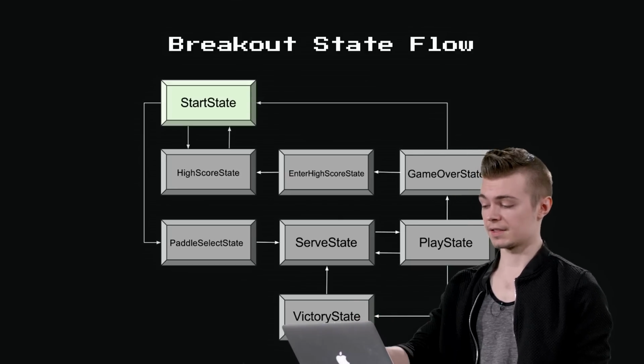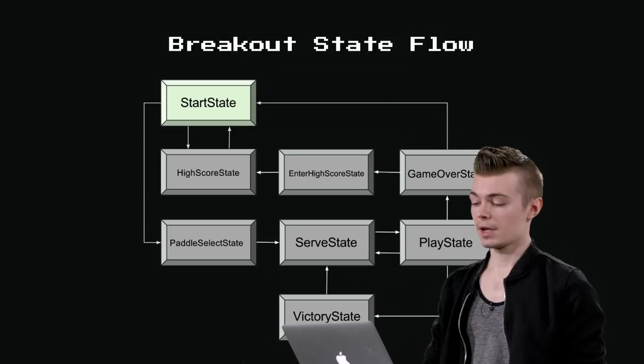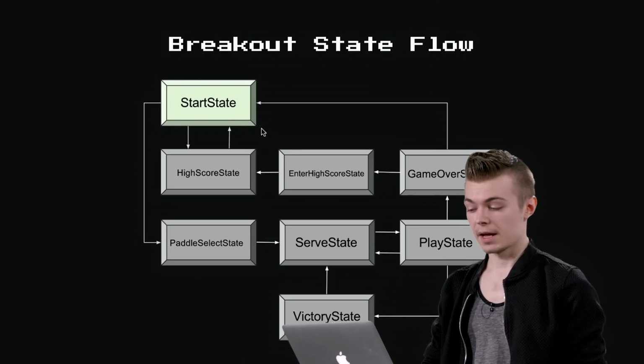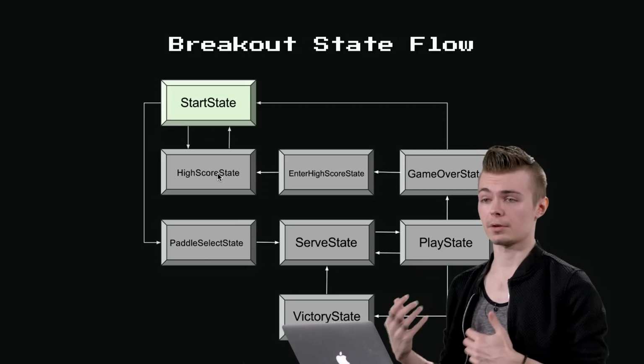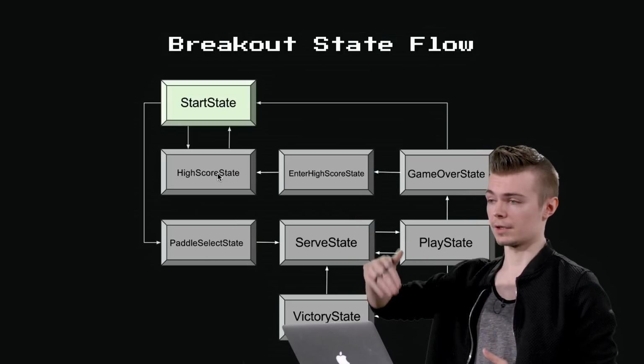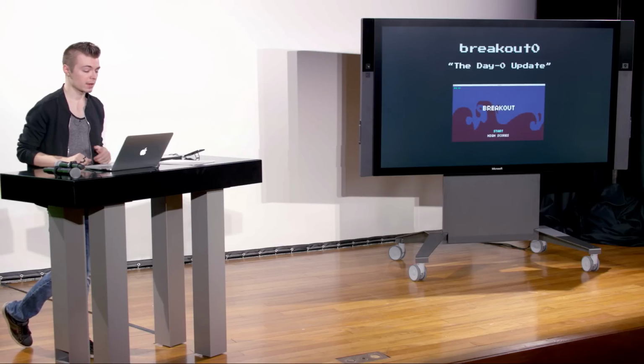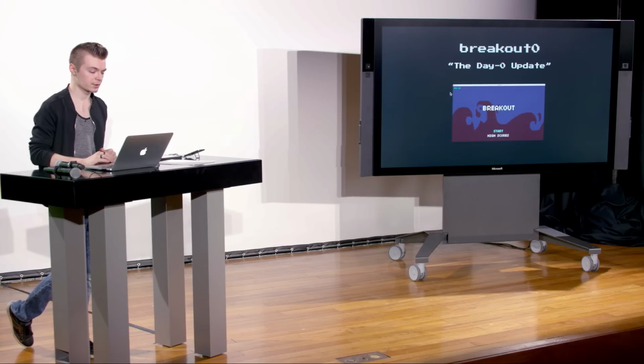And if not, as seen by the arrow that goes up and to the left, they'll actually go back to the start state. And then the enter high score state will also go back to the high score state so that they can see, once they've entered their score, relative to the other scores in the list. So in Breakout 0, which we're going to look at now, we're going to do some very basic stuff.